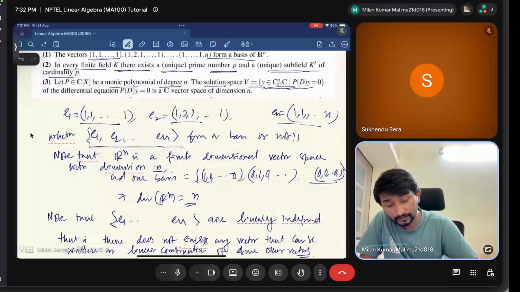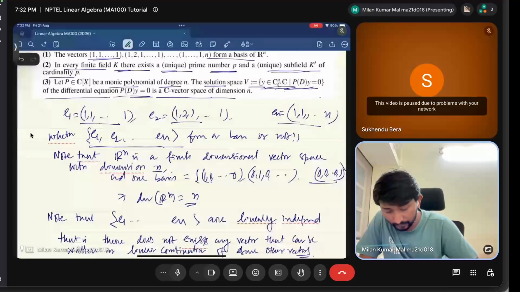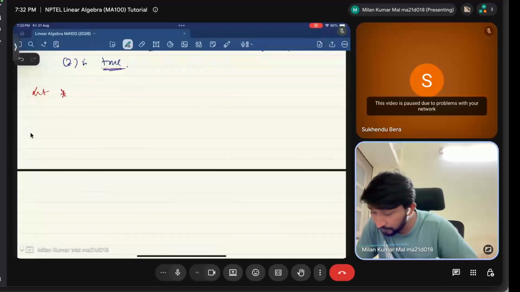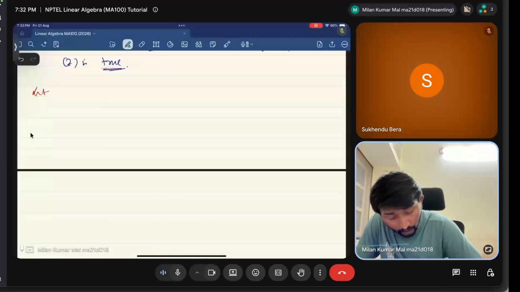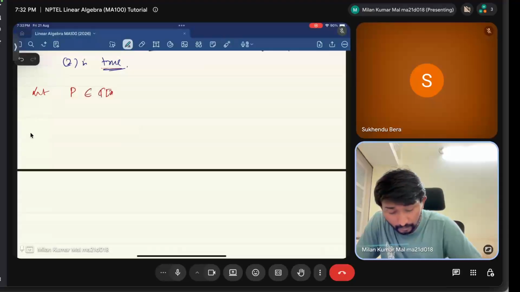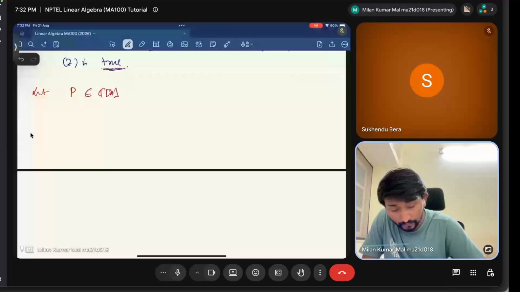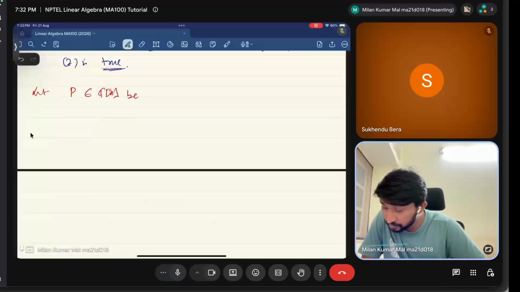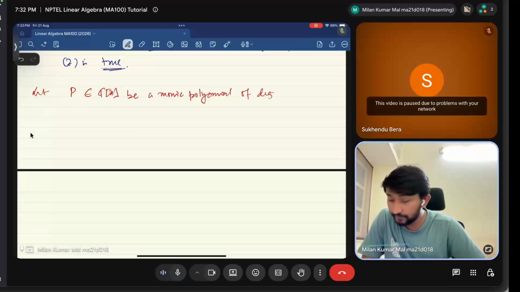The question is: let P be a complex polynomial, a monic polynomial of degree n. This is what is given, first of all.